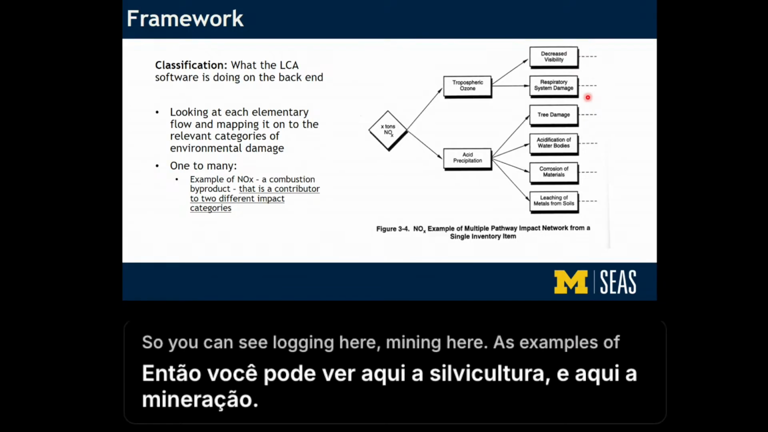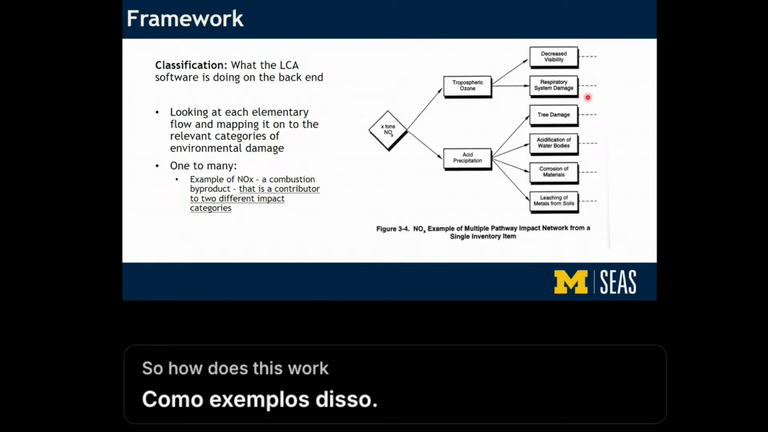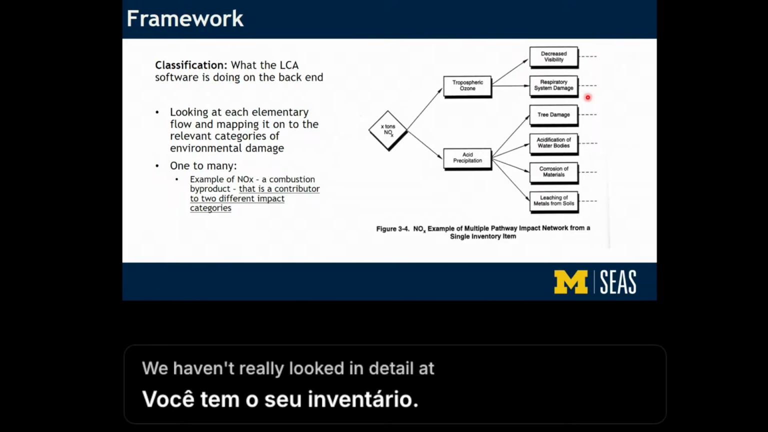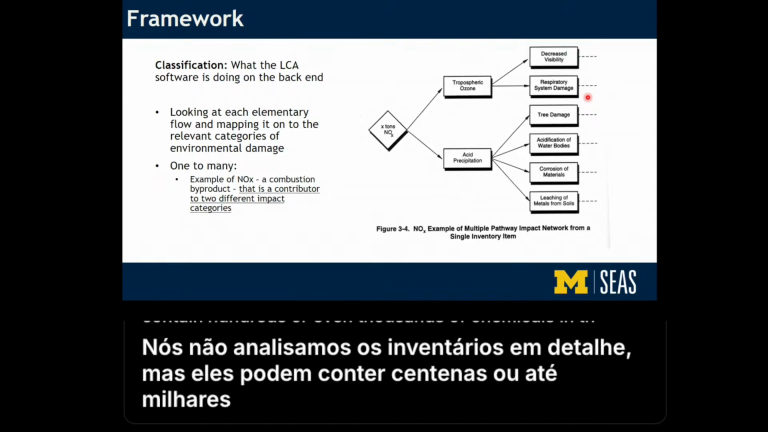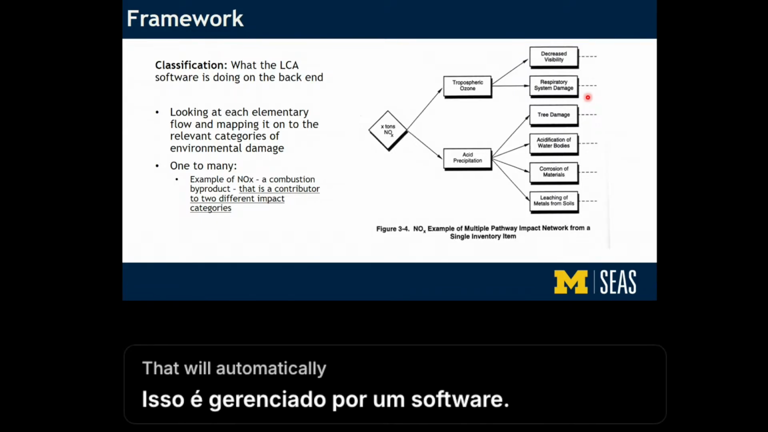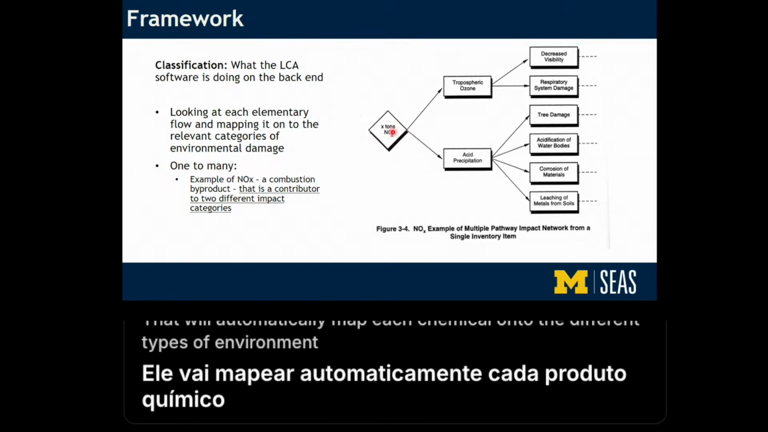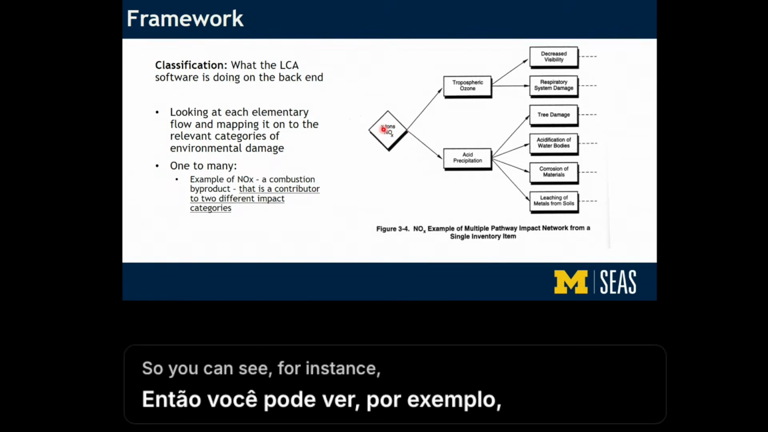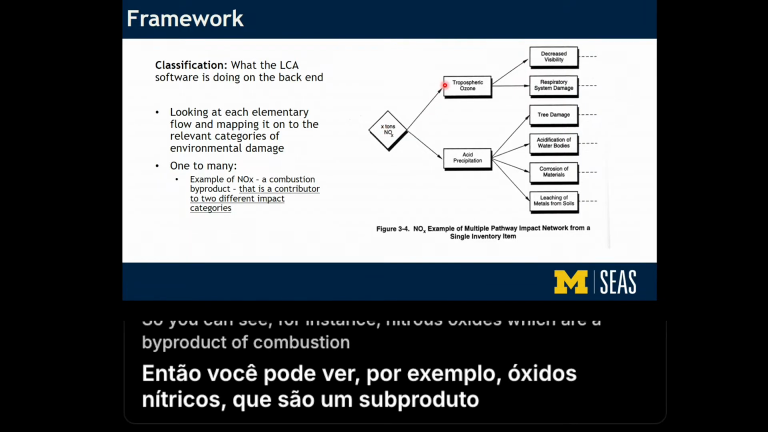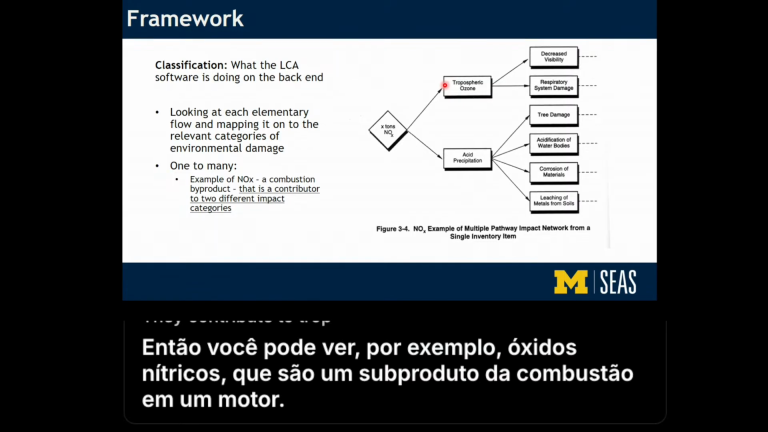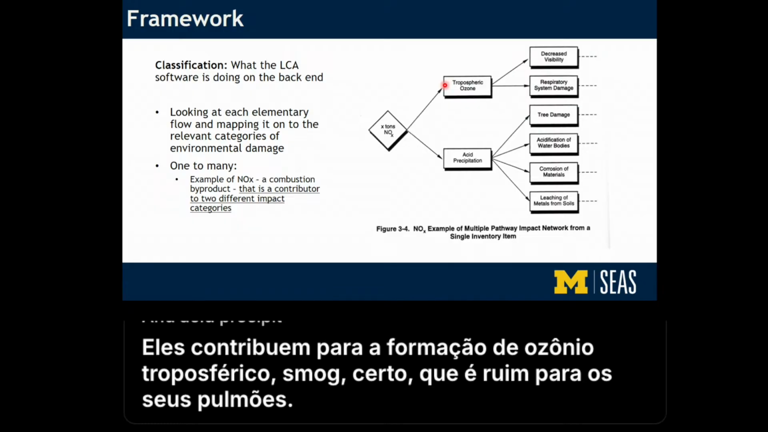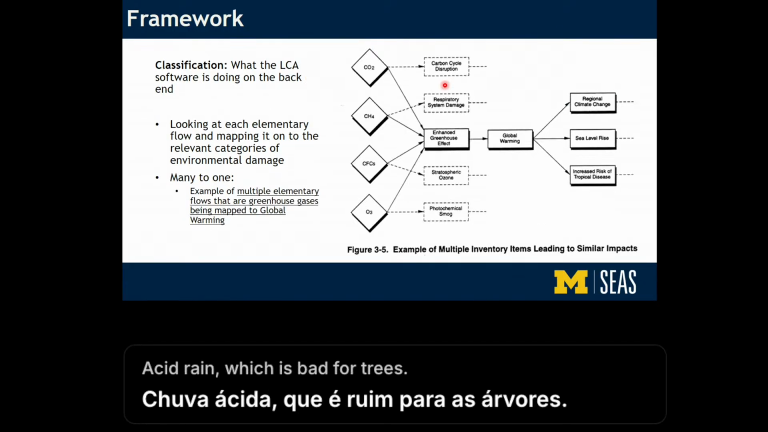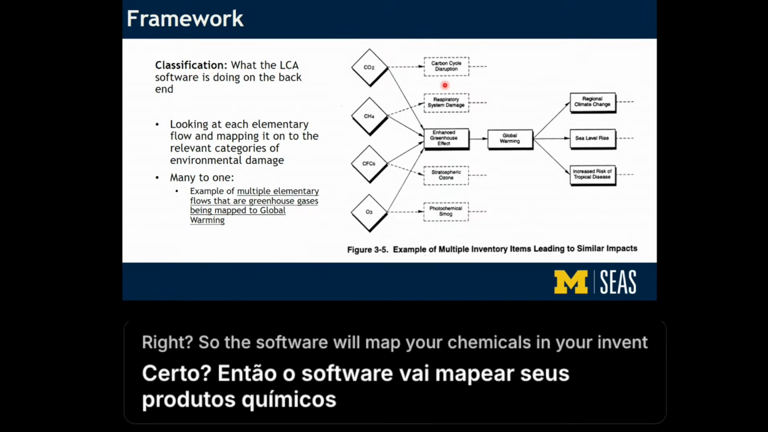So how does this work? You have your inventory. We haven't really looked in detail at inventories, but they can contain hundreds or even thousands of chemicals in them. This is handled by software that will automatically map each chemical onto the different types of environmental impacts here. So you can see, for instance, nitrous oxides, which are a byproduct of combustion in an engine. They contribute to tropospheric ozone formation, smog, right, which is bad for your lungs, and acid precipitation. Acid rain, which is bad for trees, right? So the software will map your chemicals in your inventory onto the correct categories.